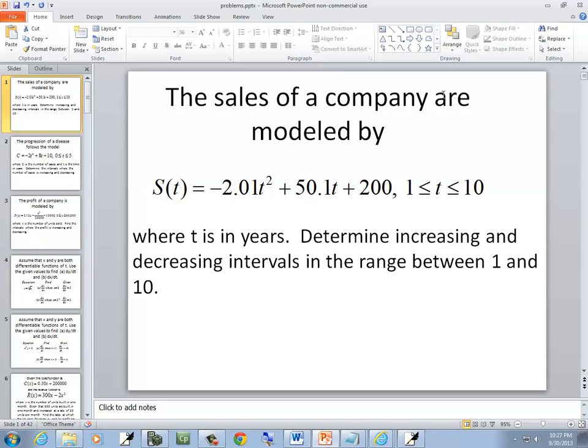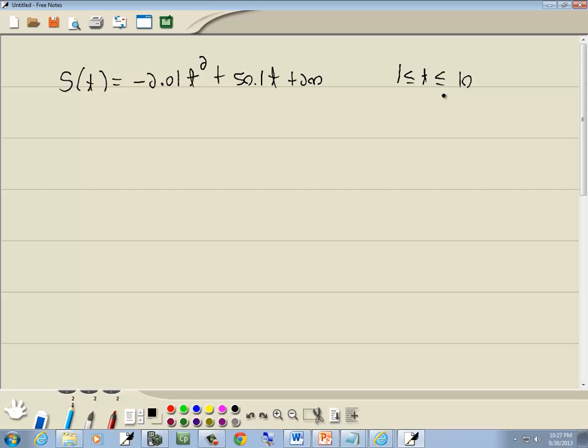Now what this means is that if we come up with critical numbers that are not in this range, we ignore them. And we only look at from 1 to 10, not negative infinity or positive infinity. Our first step, we need to find our derivative.